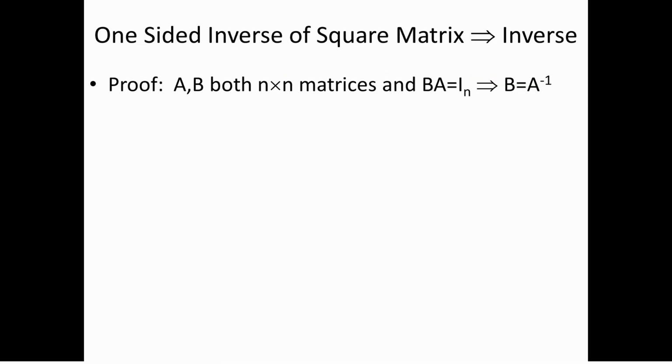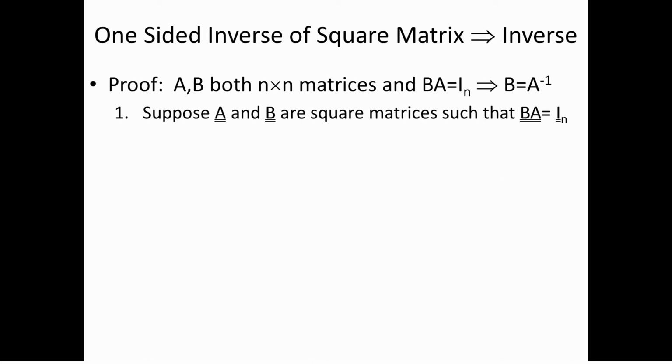Now I want to prove the second statement, that if we have a one-sided inverse of a square matrix, it's also the inverse of the matrix. So this is the statement that we want to prove. Let's suppose that A and B are both square matrices and B times A is the identity matrix. Notice that it's sufficient to prove that A is invertible, because I can simply right multiply both sides of this equation by A inverse, and I'll get B equal to A inverse. How do I prove that?